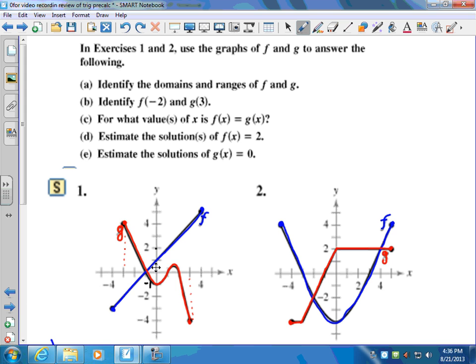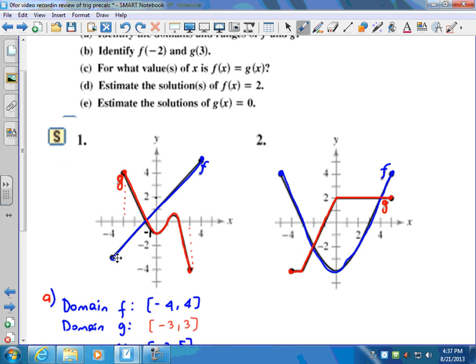So f is the blue line, and g is the red curve. Identify the domain and range for f and g. So domain is the set of all possible x values. Let's just look at f, for example. f extends on the x-axis from negative 4 to positive 4, so that's your domain for f.